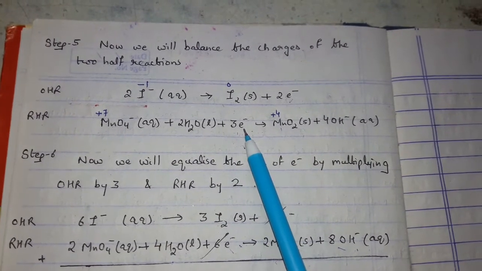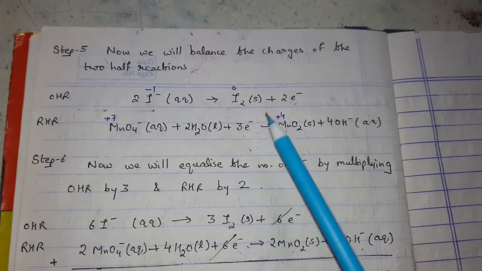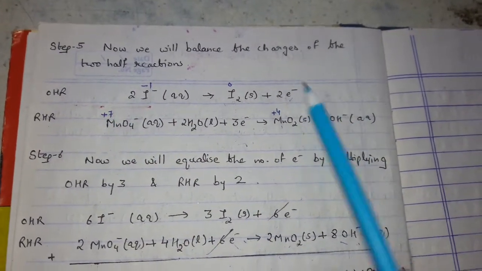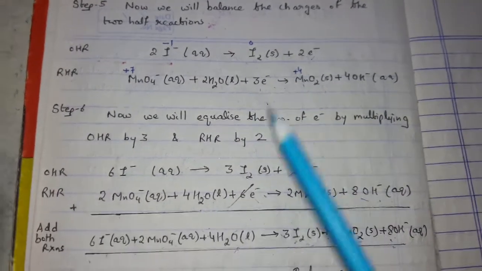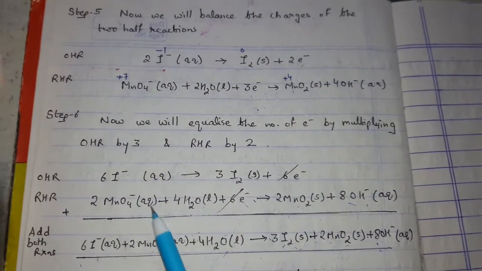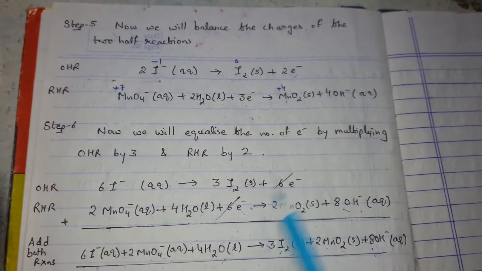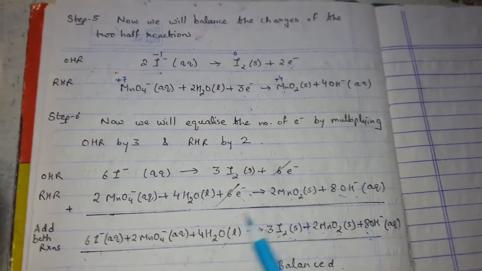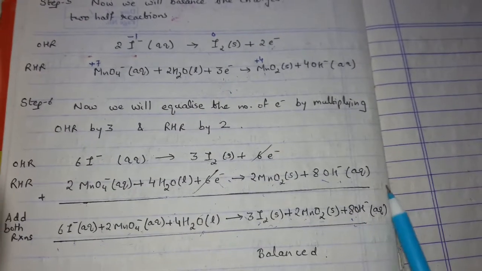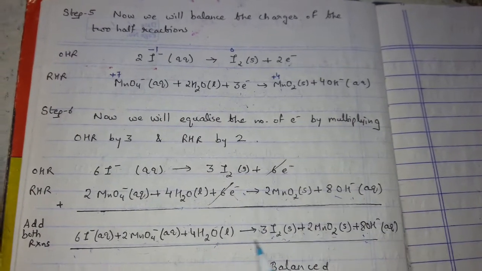Now next step is we have to equalize the electrons. Here there are 2 electrons, here there are 3 electrons. So we multiply oxidation half reaction by 3 and reduction half reaction by 2, so that the electrons become equal. After multiplying we get these two reactions. Now we will add these two reactions so that we can cancel the electrons. After cancelling the electrons, when we add up, this is the net ionic equation which we balanced by half reaction method. It is given in basic medium.